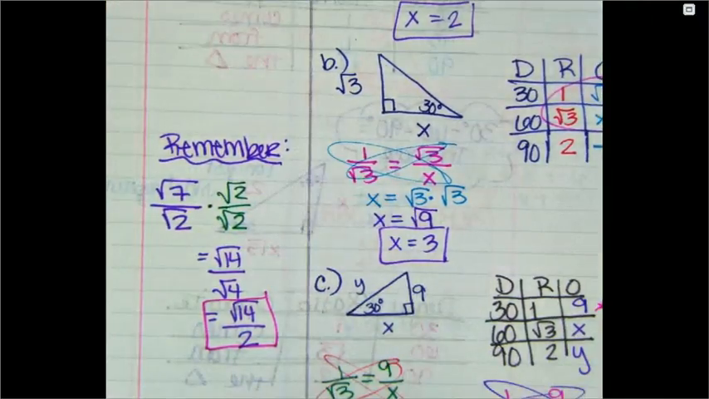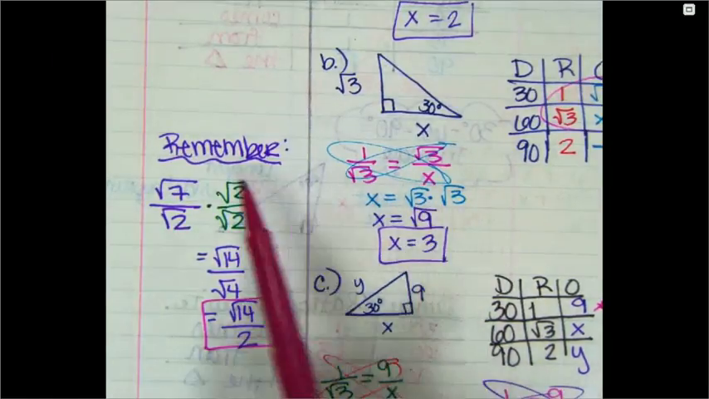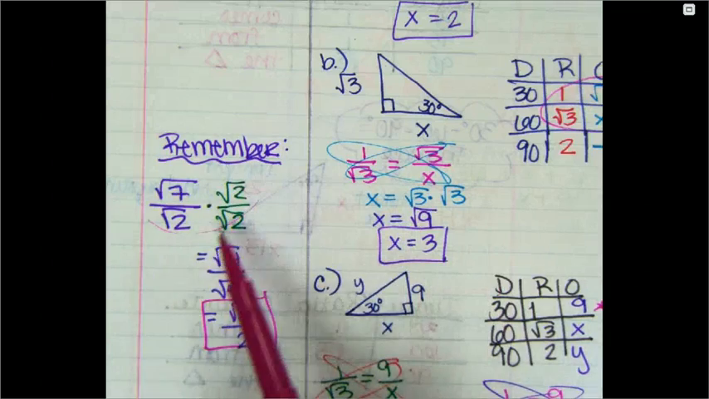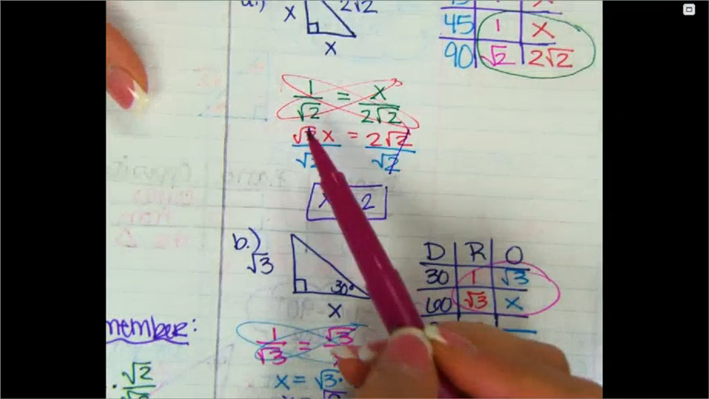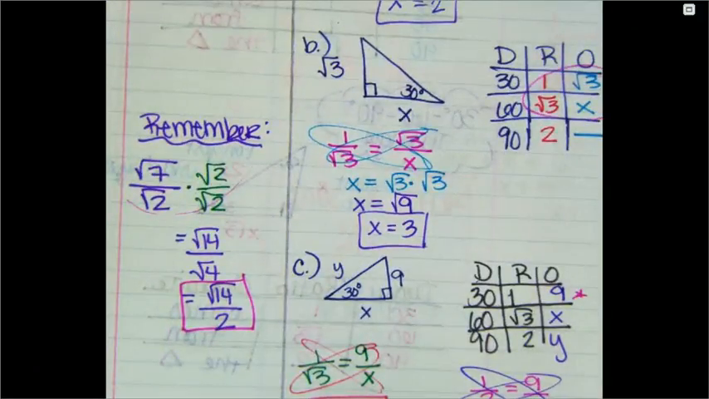Understood? So now, I have gone over how to multiply radicals here. I went over how to not leave it in the denominator here. And I went over how to divide here. So I've hit all 3. Understood? Questions? Comments?